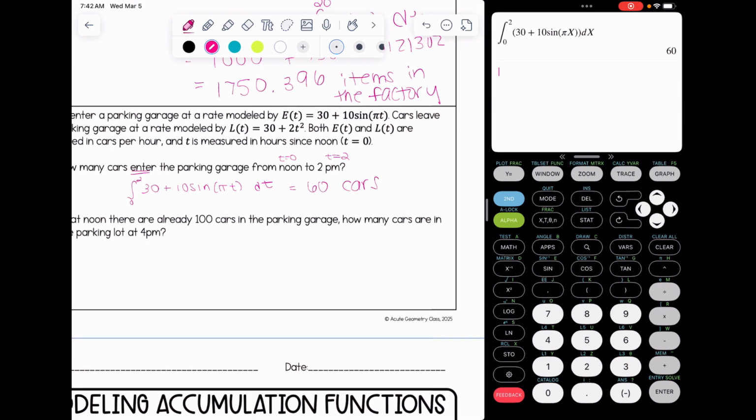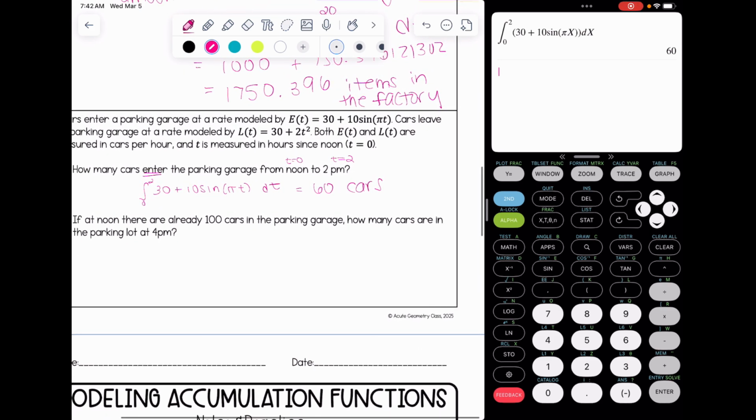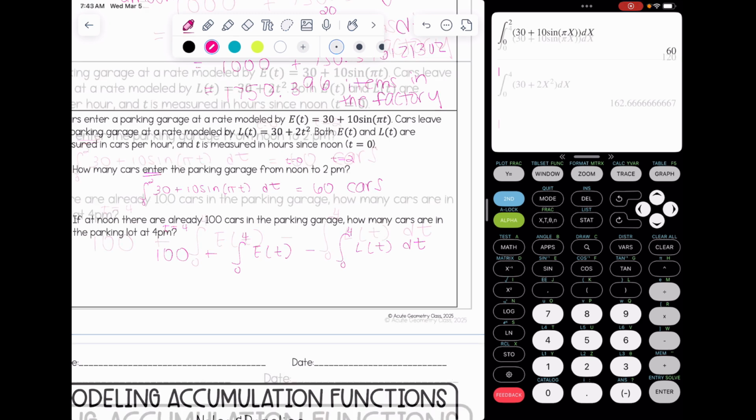Now, for part B, it says if at noon there are already 100 cars in the parking garage, how many cars are in the parking lot at 4 p.m.? So we want to figure out how many cars are there at 4, so that's when t is equal to 4. We're starting with 100. It's our initial amount. We're going to add the net change integral in here. But we also have to take into account that cars are leaving from 0 to 4, from noon to 4 p.m. So we're going to also subtract the function that represents cars leaving the parking garage.